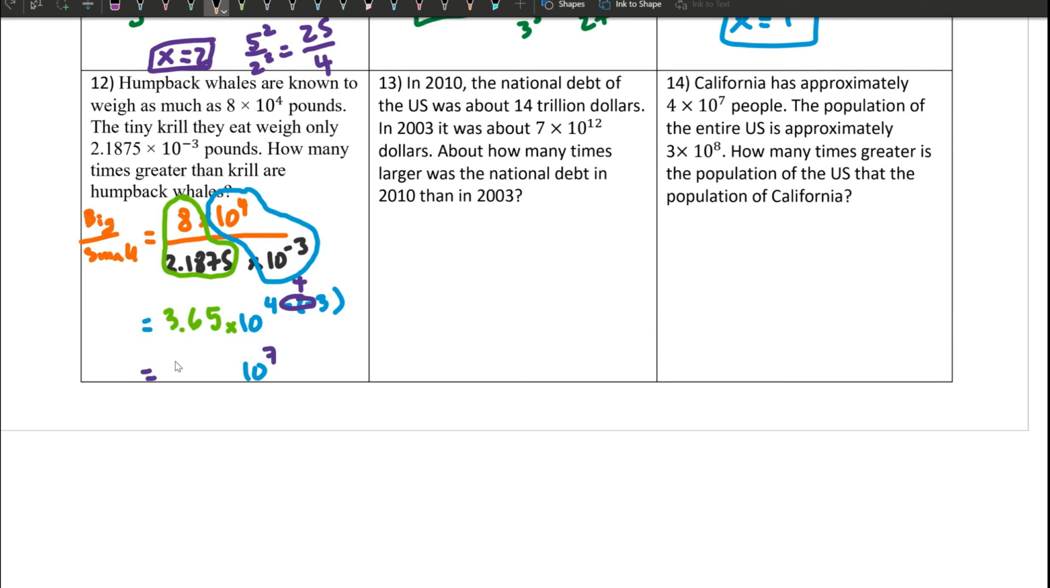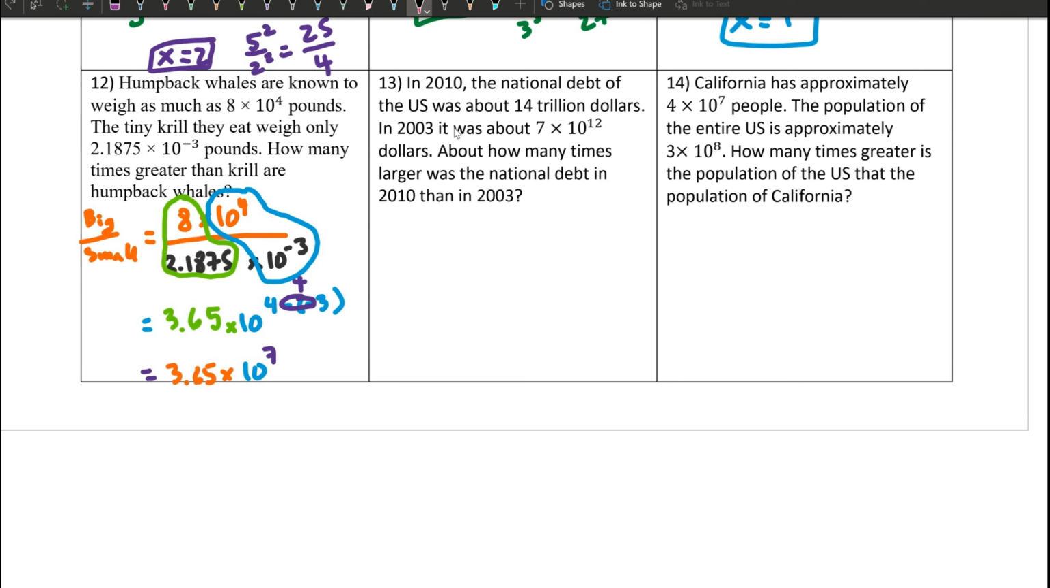3.65 is in scientific notation because you only have one number in front of the decimal point, and that is between 0 and 10. So we are good. 3.65 is the scientific notation. The answer is done. And that's it.